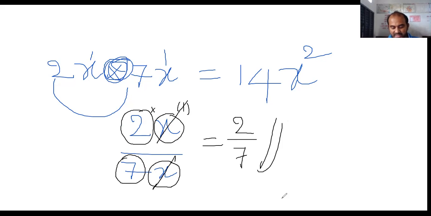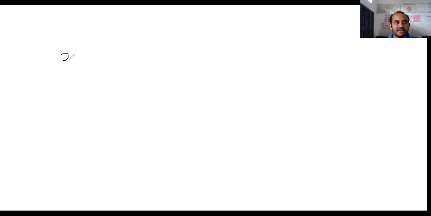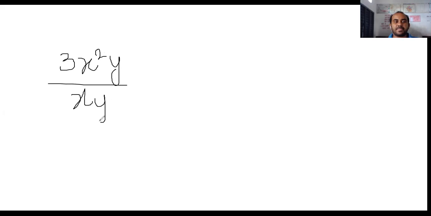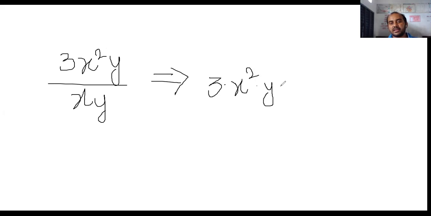Okay, and similarly, one more important thing is, for example, here 3x square y, and the denominator is x into y. Then the powers are not equal. So when the bases are equal, do you know how to solve the problem? You have to write 3 into x square into y, and the denominator x is there. Now, if it goes to the numerator, what happens? Do you know that? Write the x as it is.